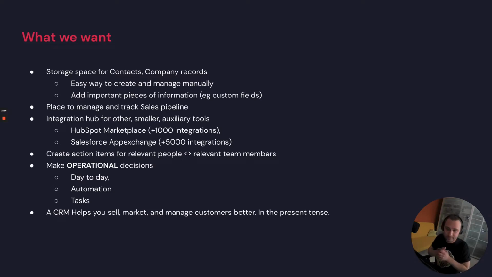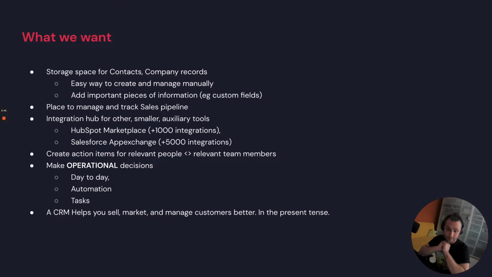Well, the obvious ones are we want it to be a place to store contact records, company records. We want it to be easy to manage. People can add them, we can import, we can edit fields, the usual stuff. In a world of sales, we also want to track pipeline. It's a great place for our reps to go in and manage the bookings, the deals that they're working on.